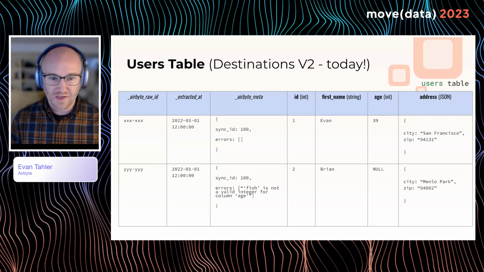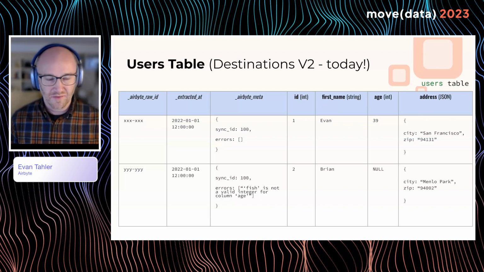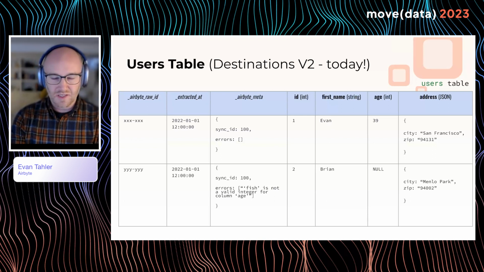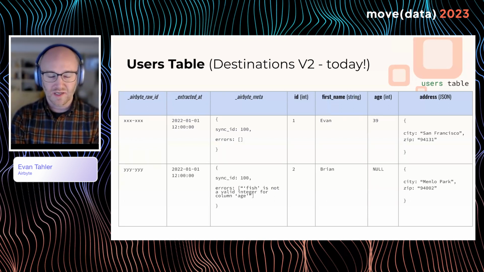So if you have data like I do here that doesn't have its own timestamp information, you can still know about when it was moved and when it was synced over. And this new Airbyte meta column. We're going to eventually add sync ID so you can tie it back to the Airbyte platform and know which sync moved this data. And we have an errors column.